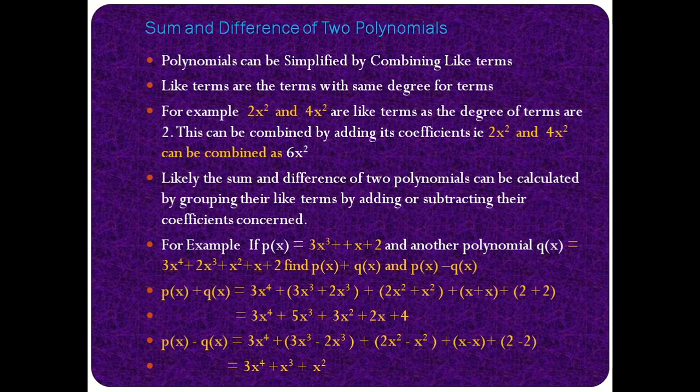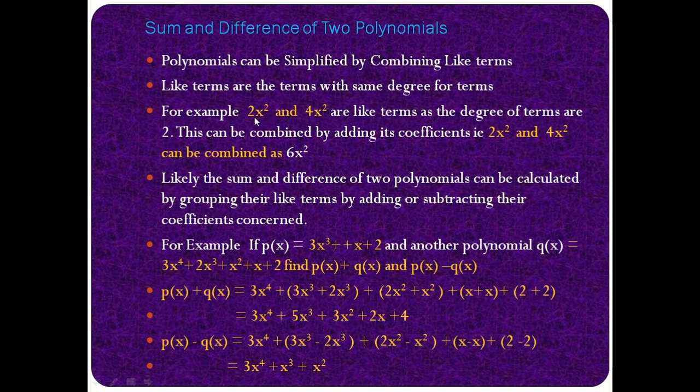So in order to identify the like terms, very simple, you just see what is the power of that term. If the power of that term is equal, we can say these two terms are like terms. They can group together. They can combine together. So 2x square and 4x square, they are like terms. Why? Because their power is 2. So you can combine them.